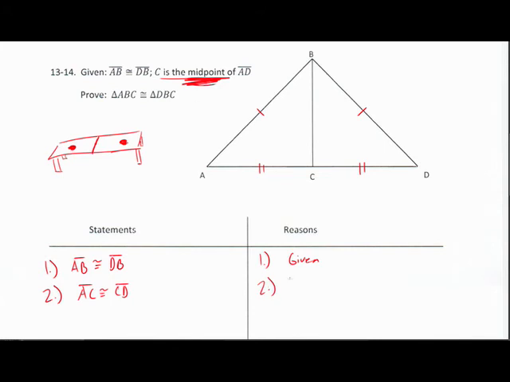So what did we use? We used the definition of a midpoint. So we just understood what they were talking about by midpoint and applied it to say that AC was congruent to CD. So we look back at what we're trying to prove. We're trying to prove that this triangle is congruent to that triangle. So we have 2 things that are congruent. We just need the third thing.